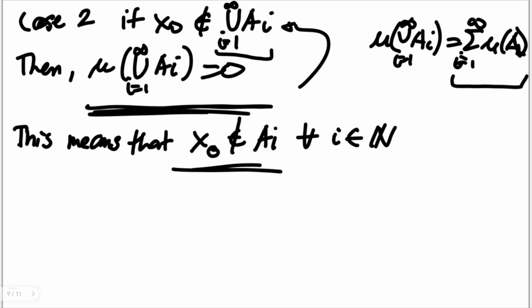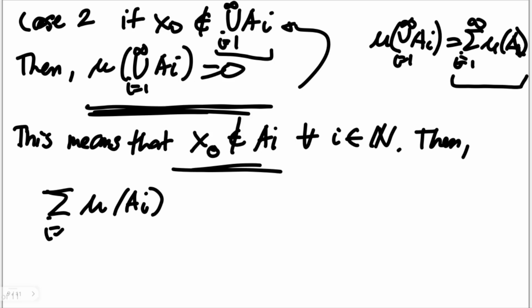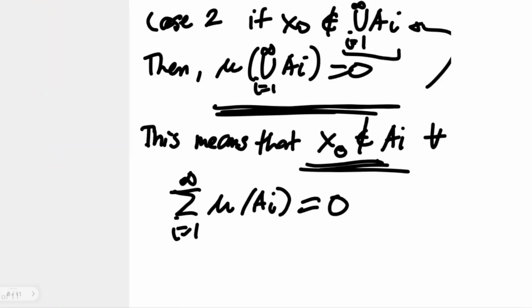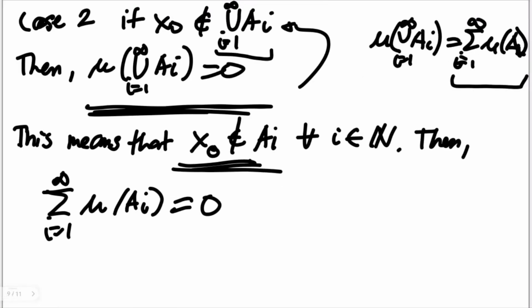Therefore, the summation of all the mu of a sub i from 1 to infinity, since x sub 0 is not an element of any a sub i, so it's not an element of a sub 1, nor a sub 2, nor a sub 3, nor a sub 4, nor a sub 5, so on and so forth, this would mean it's 0. Because it's not an element of the union, it should not be an element of any of those sets.